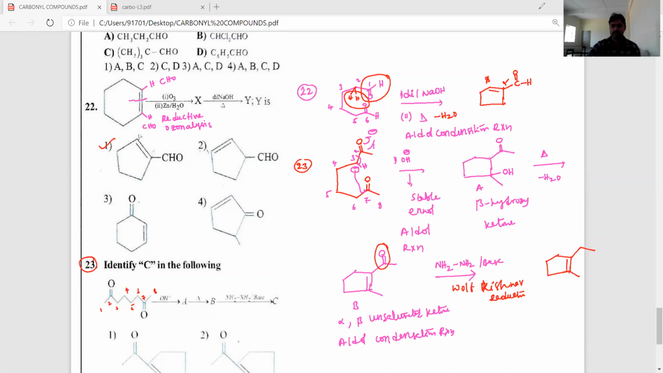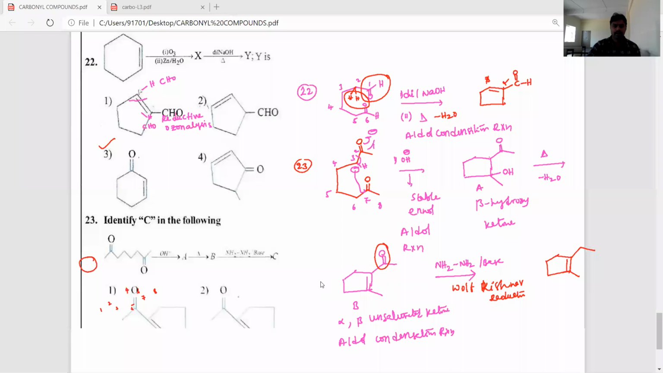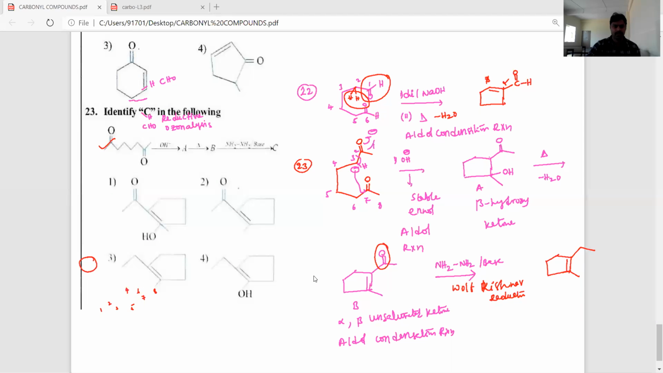Let's see which option it is, dear students. The third option is correct. Let's see, this is the option. So first is the aldol reaction, the second product is the condensation product, and the third product is a Wolff-Kishner product, where the C double bond O group is converted into a CH2 group. Okay, so these conversions are very important.